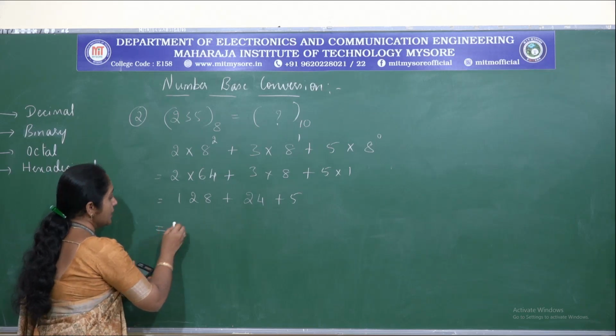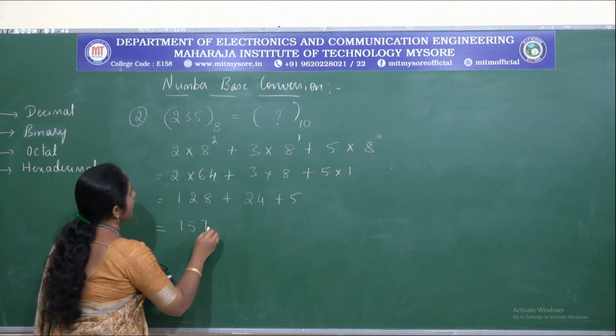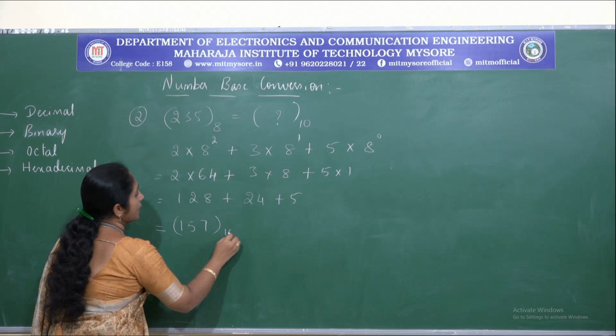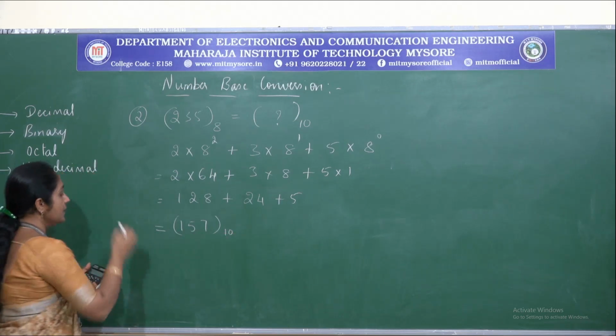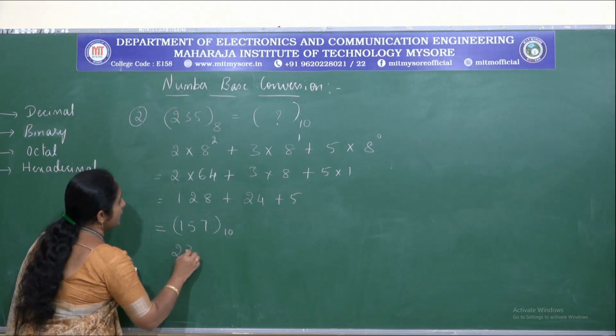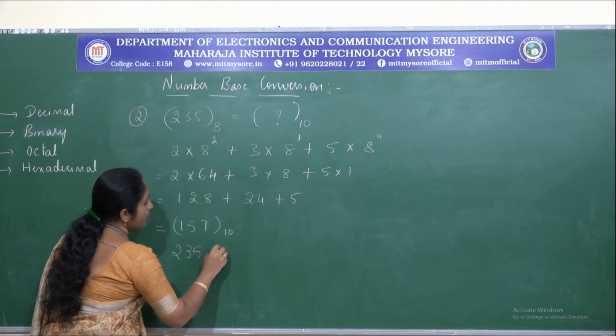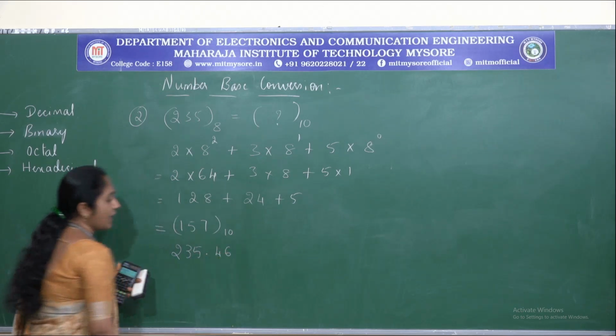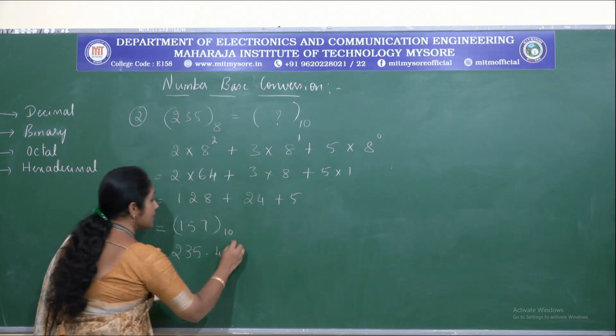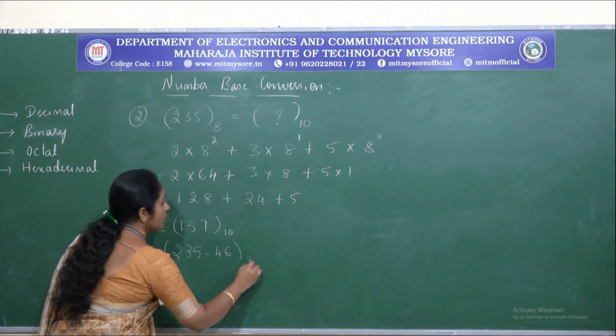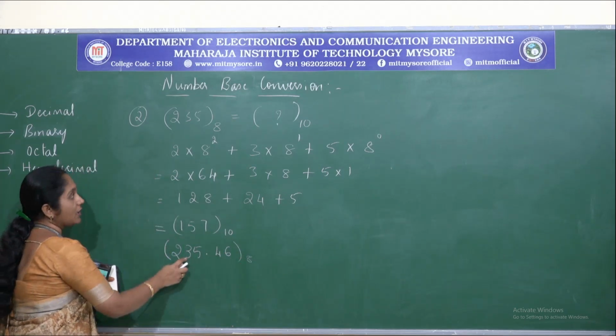So the answer is 157. Okay, so this is in decimal number system. If you consider the fractional part, let us retain the number as it is. Let me consider the fractional part as 46. So this is the given number in octal number system.